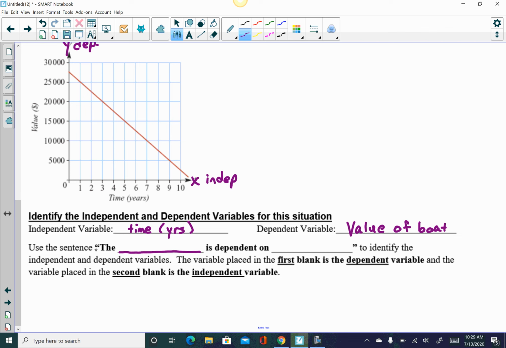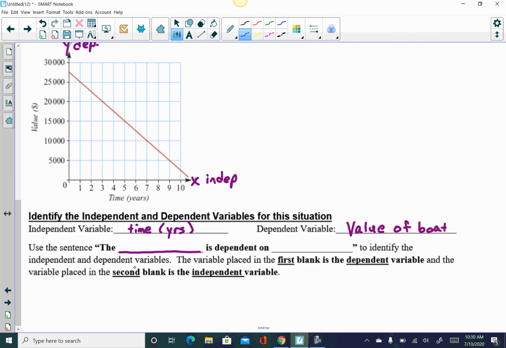And so think about this: if I were to fill in my dependent variable here, the value of our boat is dependent upon the age of the boat. Does that make sense? The value of your boat is dependent on its age, right? Over time, the value will obviously decrease. If you were to flip it around and say the age of the boat is dependent upon the value, no, it has to be that first way. The value of your boat is dependent upon the age.